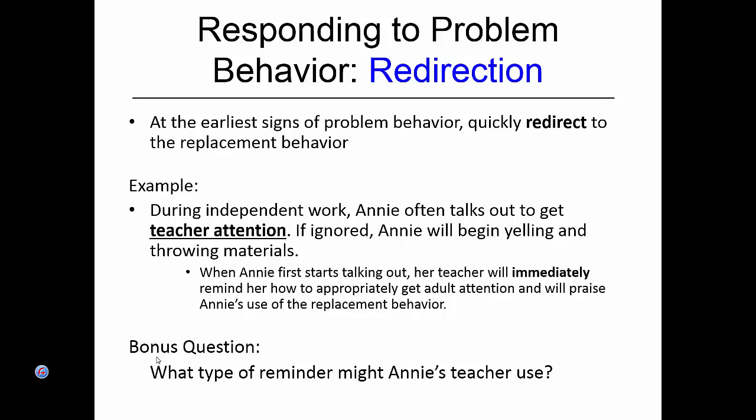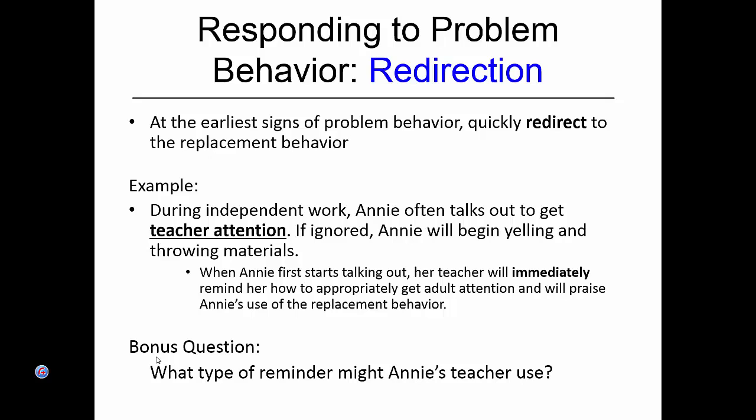What we want to see here is, because the student is seeking teacher attention, we don't want a prompt that's going to provide a lot of teacher attention or very rich teacher attention. It's oftentimes good to have a prompt that you can use with Annie that you can deliver in a way that really minimizes teacher attention. You don't want a prompt where you're going over and saying, hey Annie, you really need to calm down, and remember you need to raise your hand and ask for teacher attention, because there she just got a load of attention.